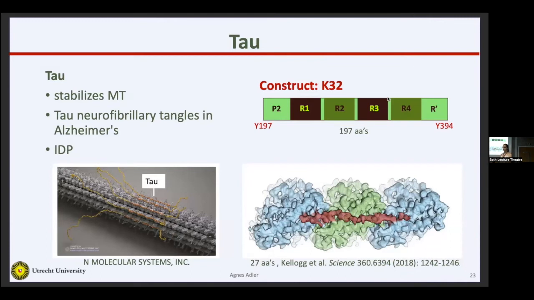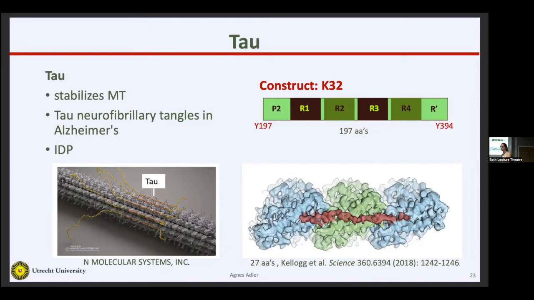Tau stabilizes microtubules, and it is well known for its correlation with Alzheimer's, where it forms neurofibrillary tangles. There it is not binding to microtubules anymore, which most likely also destabilizes the microtubules. It is an intrinsically disordered protein, and we are using the tau K32 construct that comprises the 4 repeat regions, R1 to R4, that are the microtubule binding domain, and also the flanking P2 and R prime region.